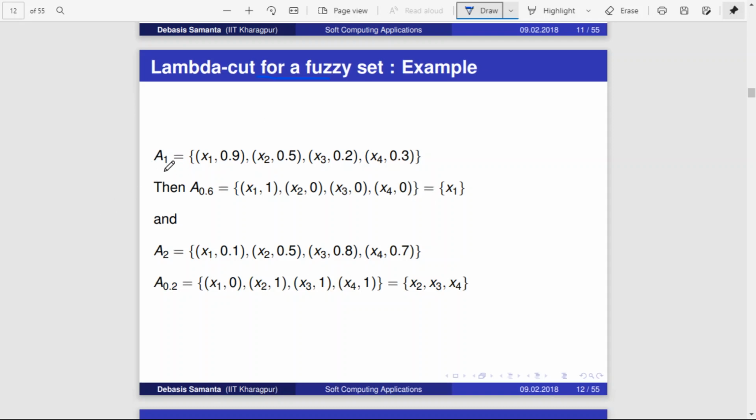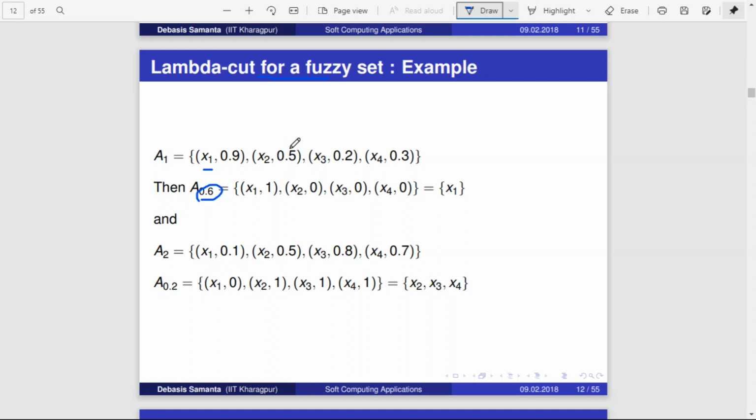Consider this fuzzy set A1, which contains these fuzzy values: x1 0.9, x2 0.5, x3 0.2, x4 0.3. Now A 0.6. The lambda value is 0.6. Whatever value is greater than or equal to 0.6, those values alone will be taken. The remaining we will ignore. So x1's membership value is greater than or equal to 0.6? Yes, take it. So x1 comma 1. We consider this.